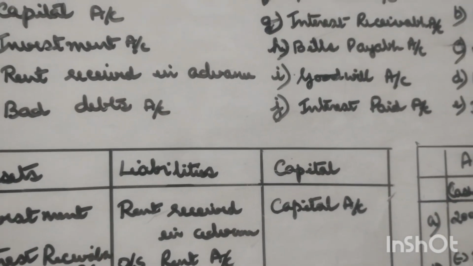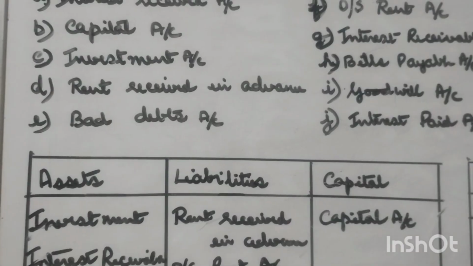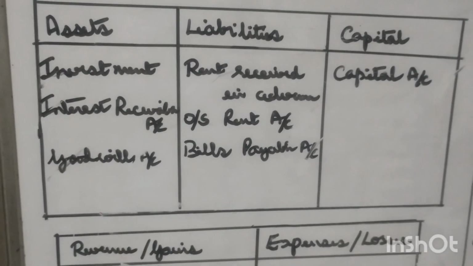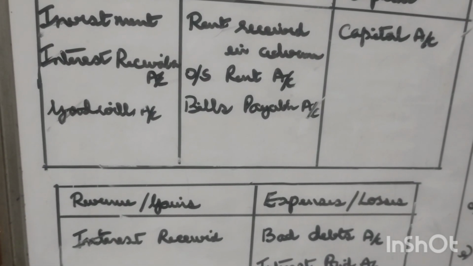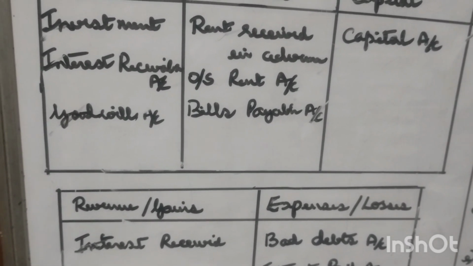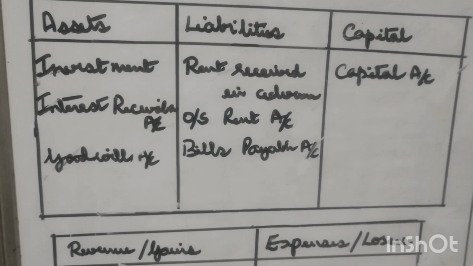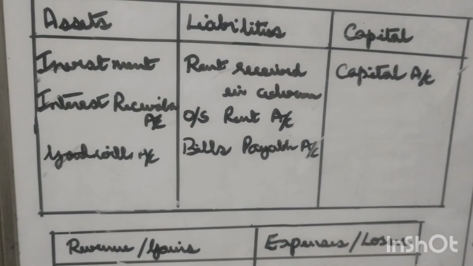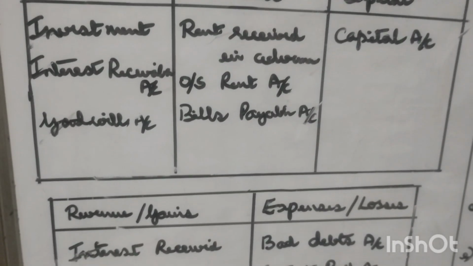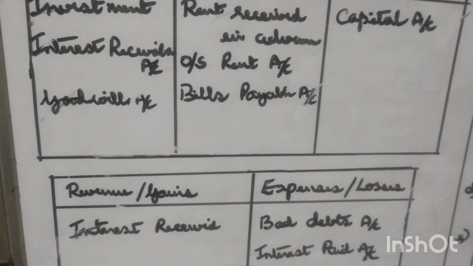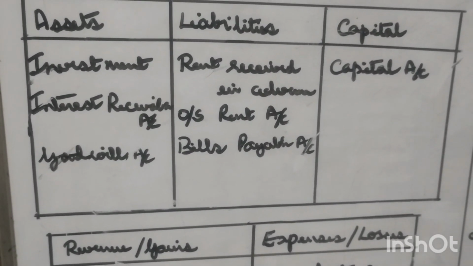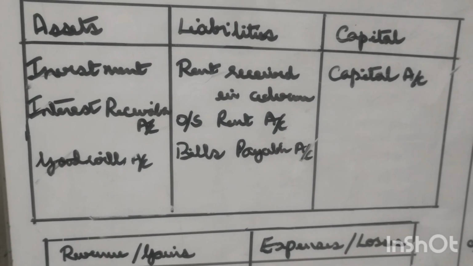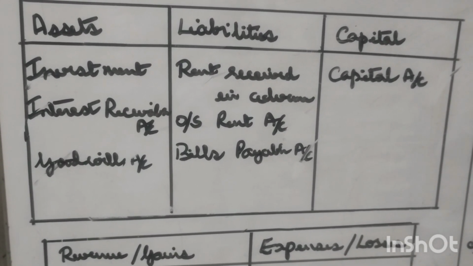So first account is interest received account. Interest received account, that is a revenue. Capital account comes under capital. Investment is an asset. Rent received in advance is a liability. Bad debts account is an expense. Outstanding rent account is a liability. Interest receivable account is an asset. Bills payable account is a liability.